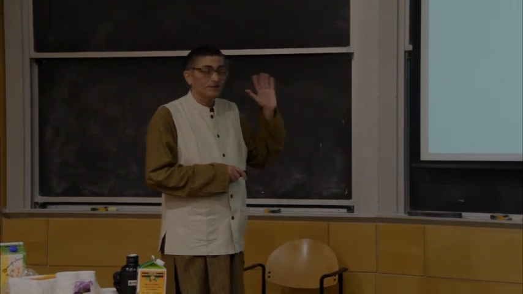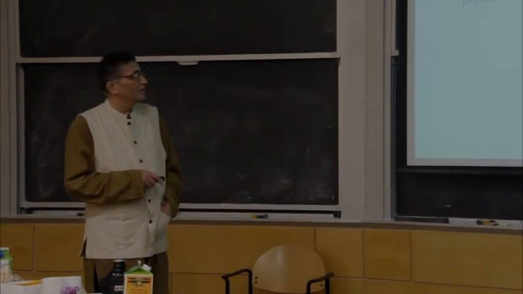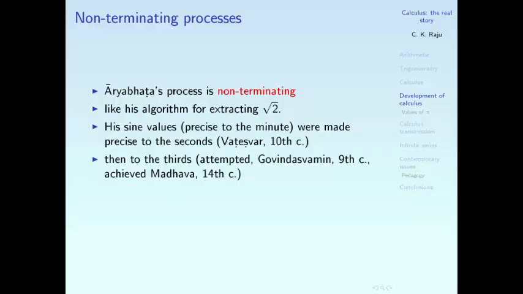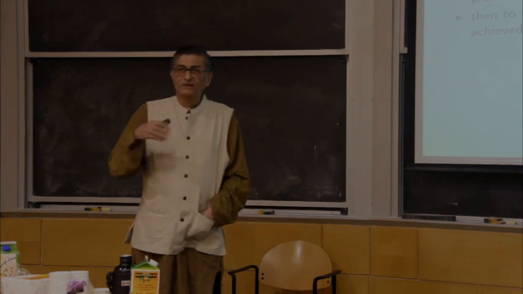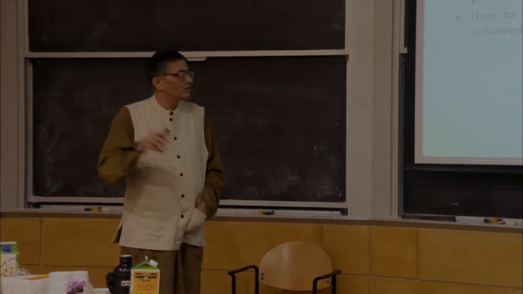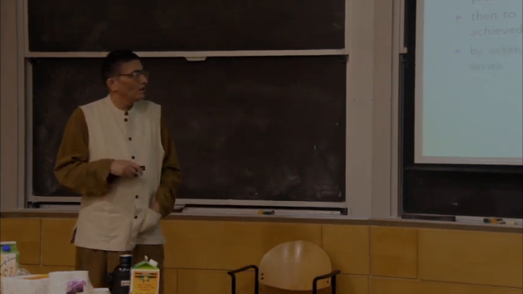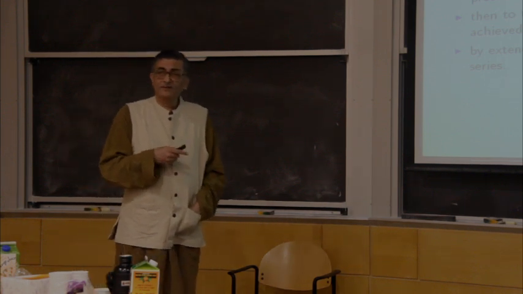And so those sine values developed gradually over 1,000 years. There was accuracy to the second by Vateshwar in the 10th century. To the thirds, it was attempted in the 9th century by Govindaswamy, he got one value wrong. And it was achieved by Madhava in the 14th century. There is a technical issue about the kind of series, Vara Sankalita, which has to be summed. I won't go into those details. Basically, they extended Aryabhata's process.